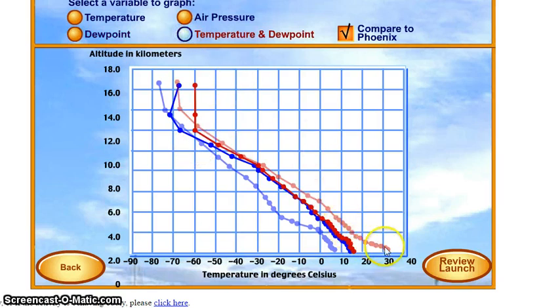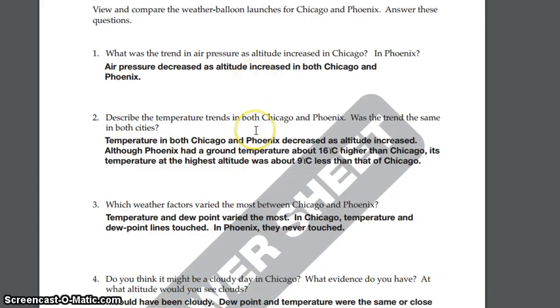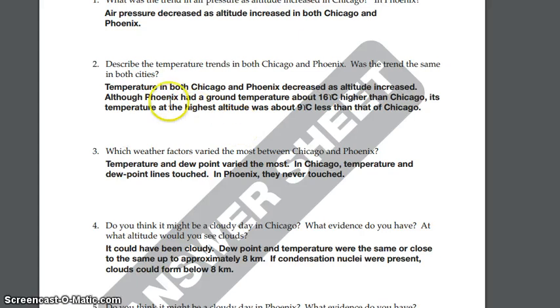When we look here at Phoenix, we never see a point where the temperature and the dew point overlap, so we don't see any clouds on that day in Phoenix, but we do for Chicago. Looking at the worksheet that went along with the activity we just looked at, there are a couple of questions about what happened as we go up higher in the atmosphere. We see a decrease in the pressure in both places, like we've seen on the graph.